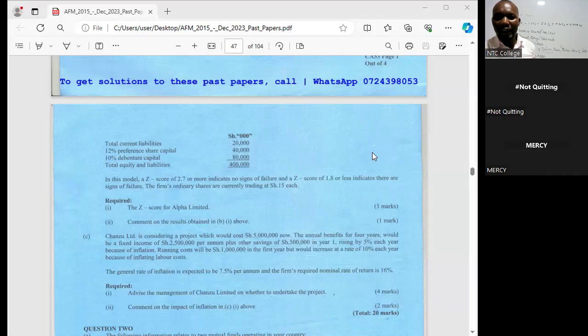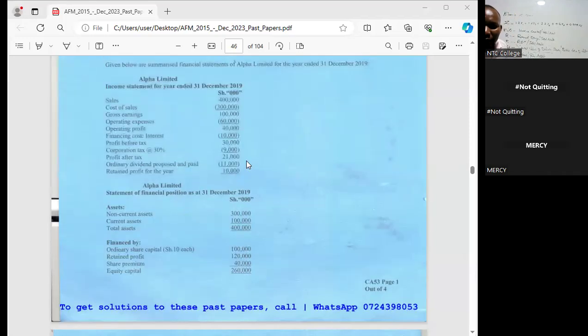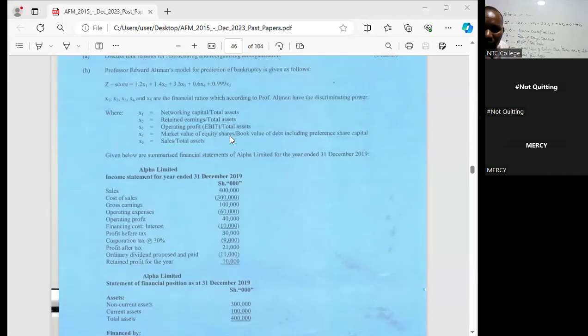The firm's ordinary shares are currently trading at 15. So why are they giving you the 15? They are trying to give you the current market value of the shares, right? That is why they're telling you shares are currently trading in the market, because what you're going to get in the financial statement is the par value of shares. Another thing you can notice is that they are saying it is the market value of ordinary shares, so you need to know how many shares there are so that you get their value.